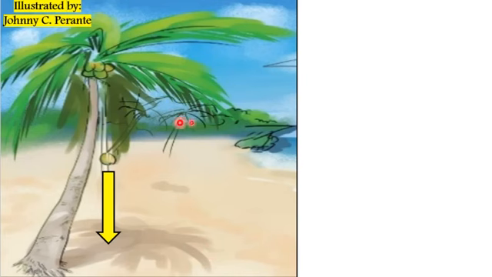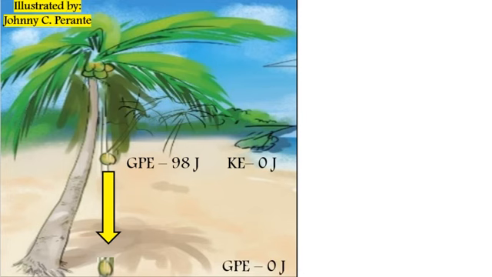Looking at the diagram here, you can see that the coconut falls to the ground. At the top, gravitational potential energy is at maximum level, which is 98 joules, while kinetic energy at the top is equal to 0. At the ground, GPE becomes 0, while kinetic energy is at maximum, which is equal to 98 joules. So in this drawing, you can notice that there is a transformation of 98 joules of potential energy to 98 joules of kinetic energy.